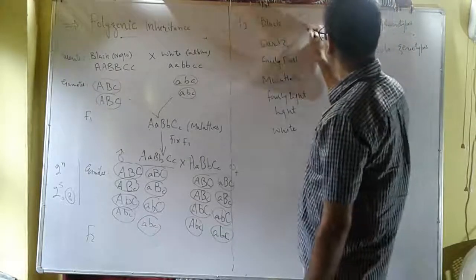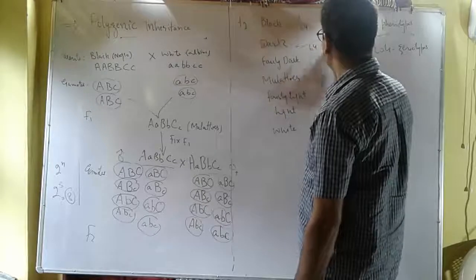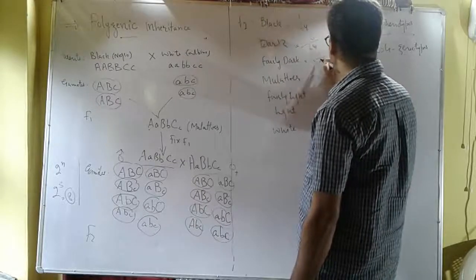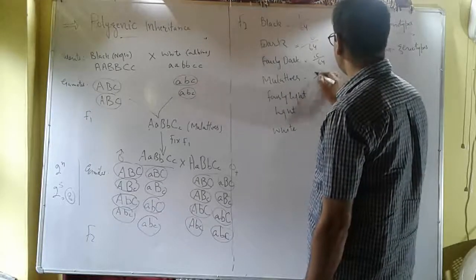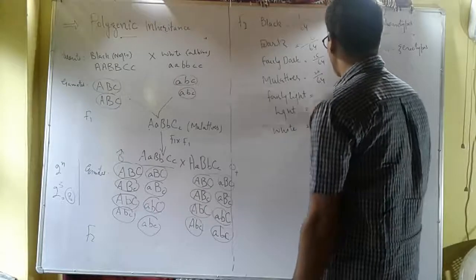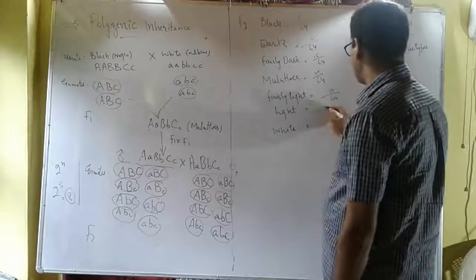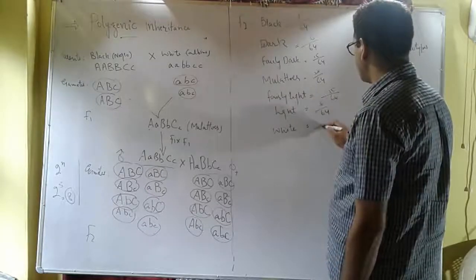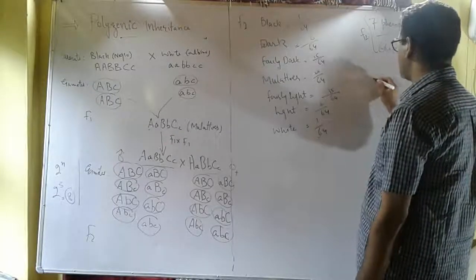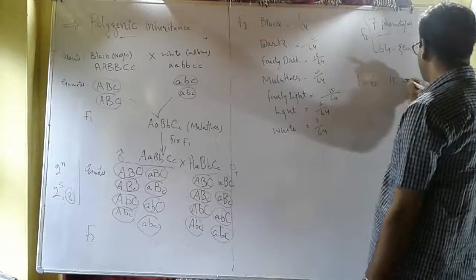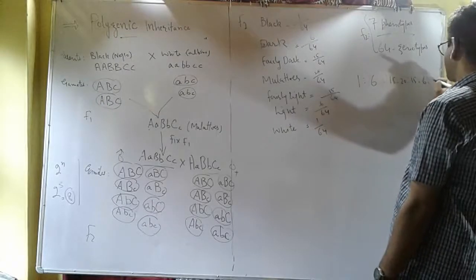Out of 64, we have 1 black. Out of 64, how many dark? 6 are dark. Out of 64, 15 are fairly dark. And out of 64, 20 are mulattoes. Then out of 64, 15 are fairly light. Out of 64, 6 are light. Out of 64, 1. So the ratio is 1:6:15:20:15:6:1.